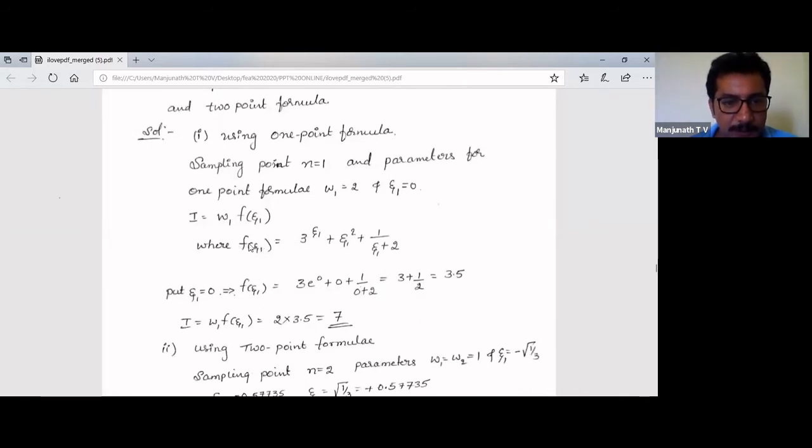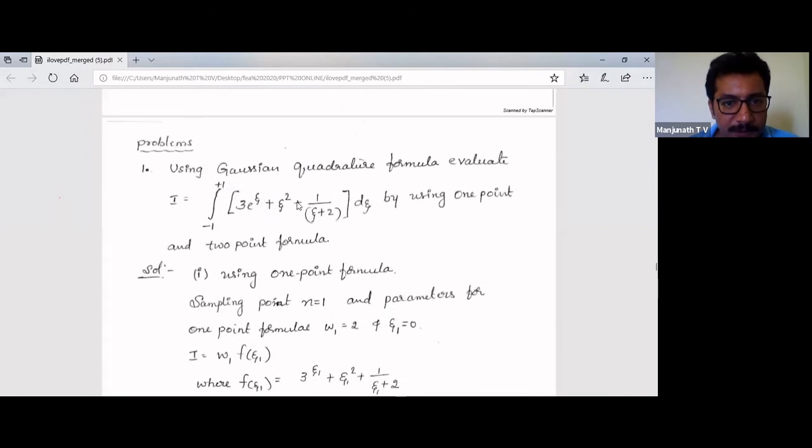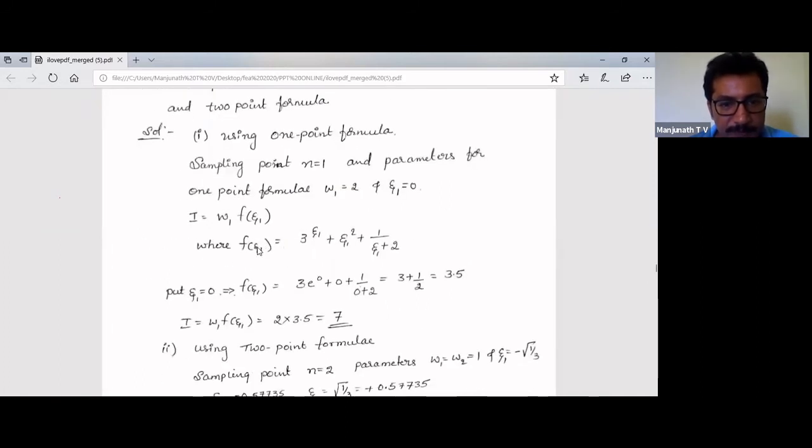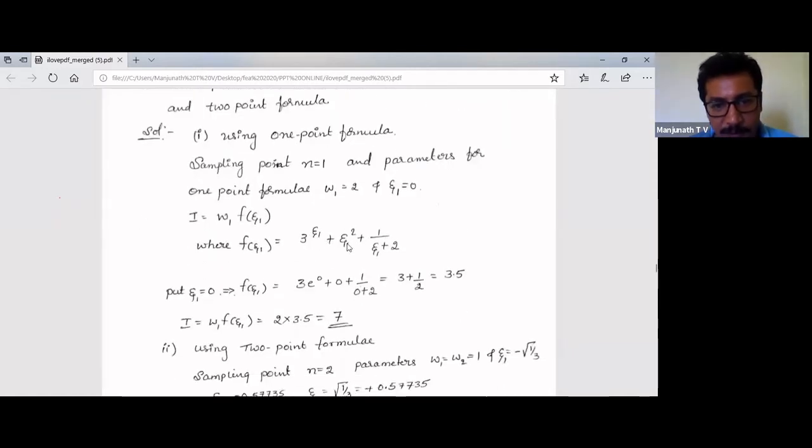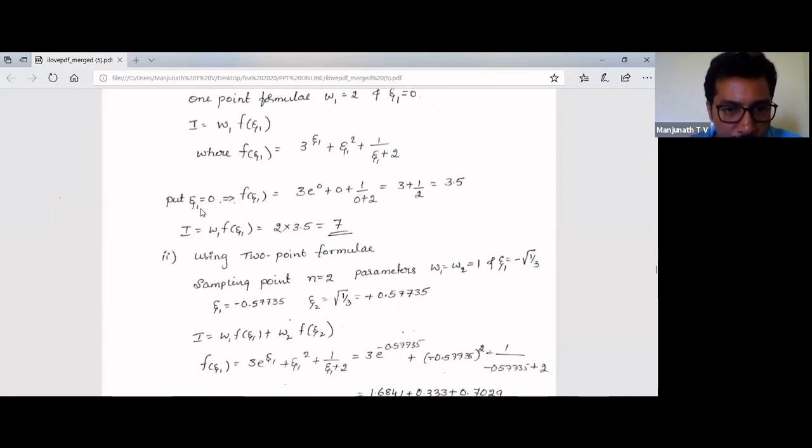Okay, so here the function f of the function in the integral, they have given this term that we are going to consider as f of zeta, which is equal to, in terms of only one sampling point, 3 e to the power of zeta 1 plus zeta 1 square plus 1 by zeta 1 plus 2. Then put this value.